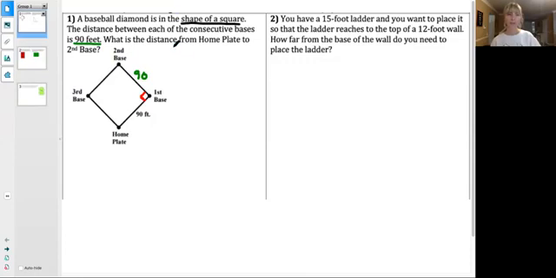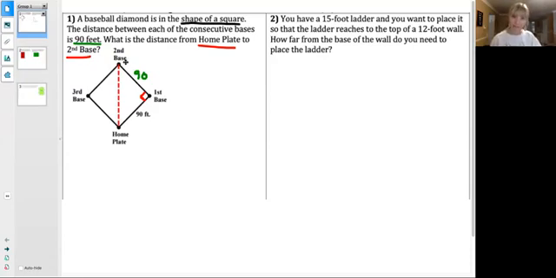Let's look at what the question is actually asking us for. It says, what is the distance from home plate to second base? Now, that's not how you run on a baseball field. You run from base to base, but it's asking you, if this is the setup of a baseball diamond, then what is this distance right here? So we're going to draw that in there to illustrate. This is what the question wants to know.